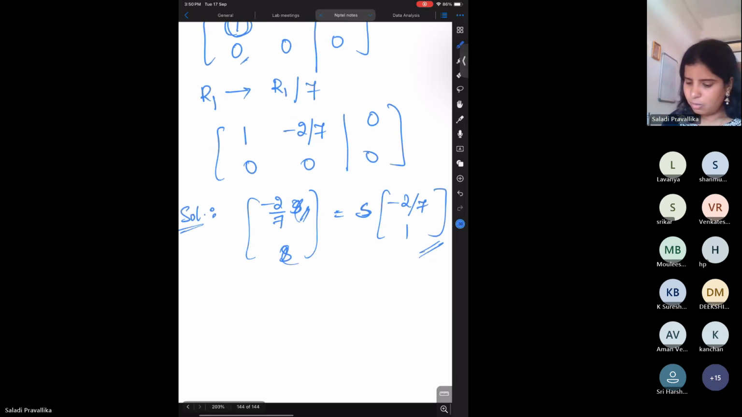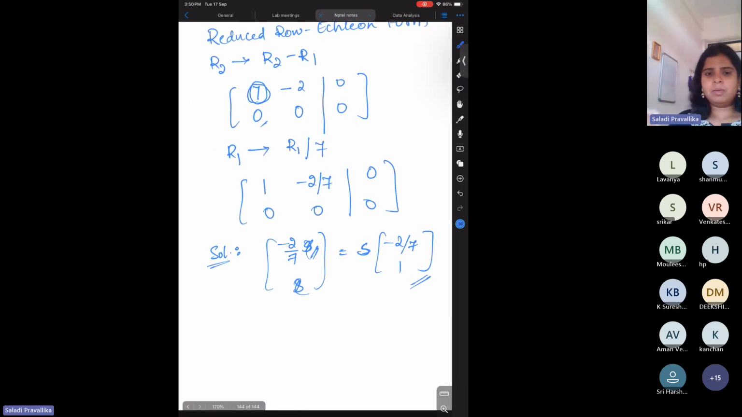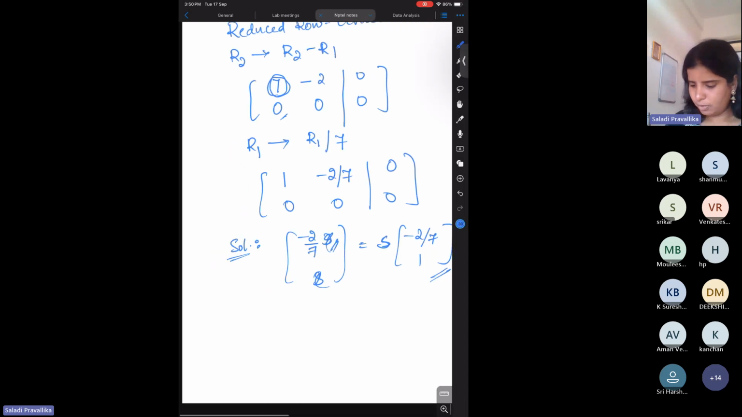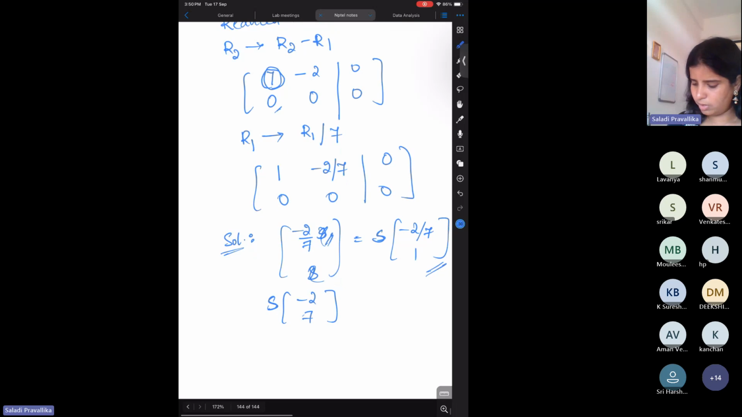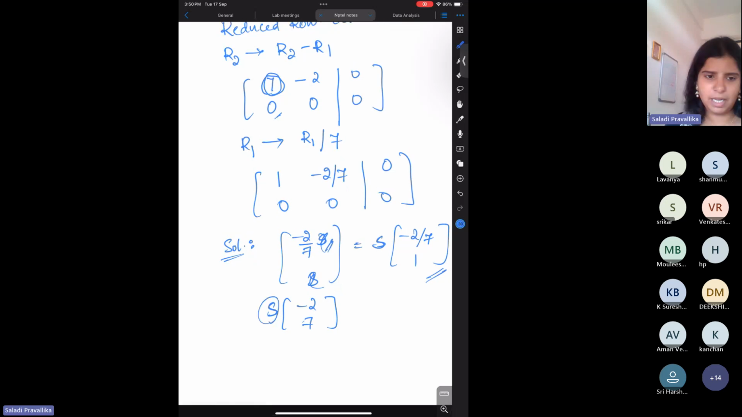But we don't want it to be in a fraction. So instead, what I'm going to do is multiply this vector by 7 so that we obtain a simpler description. So it's minus 2 and then 7. This s can be any value. So this gives a basic eigenvector for lambda equal to 2, where these values can be anything.